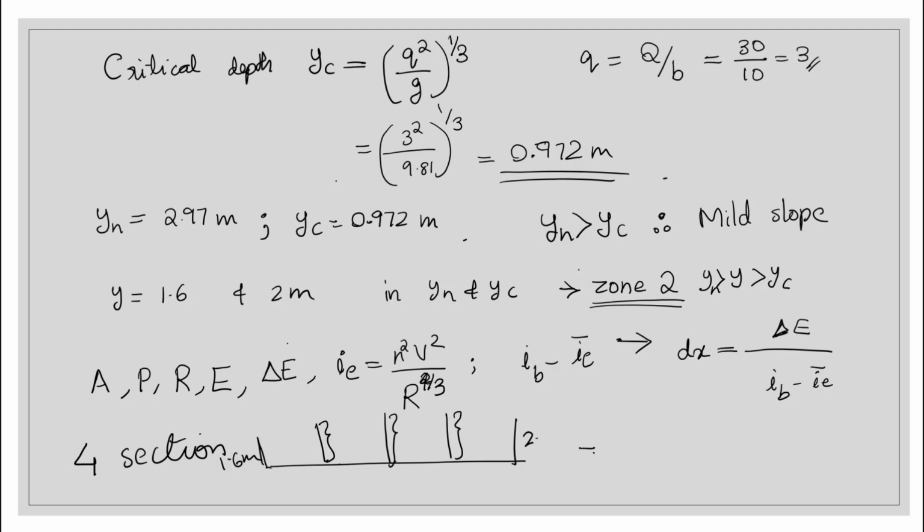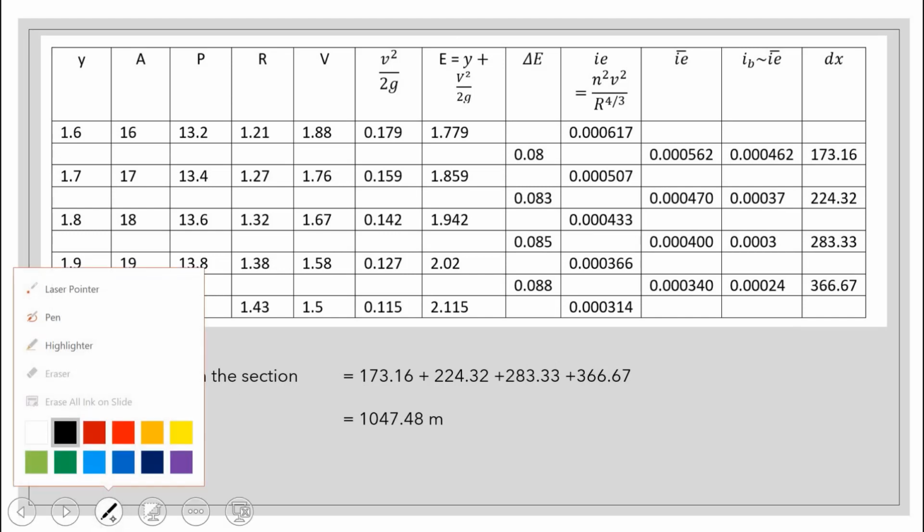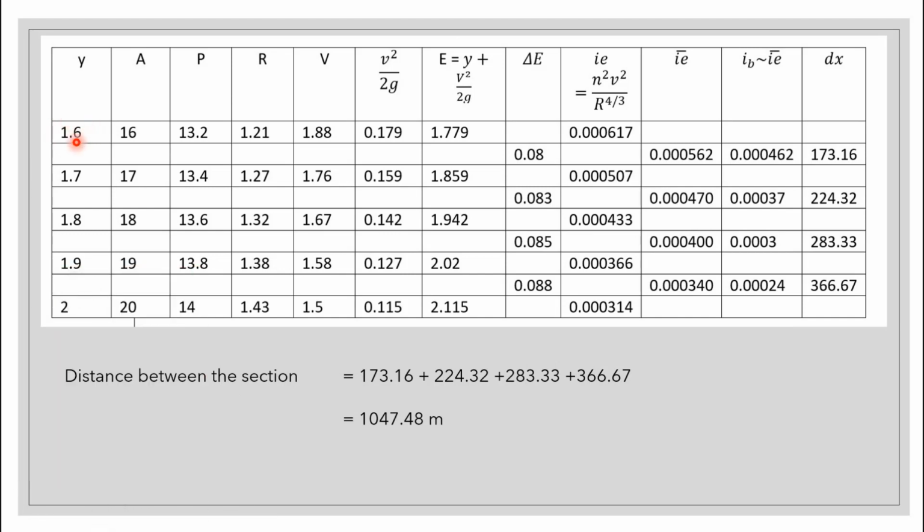what I will do is find the difference between both. 2 minus 1.6 divided by the number of sections, 4. So 2 minus 1.6 is 0.4, and 0.4 divided by 4 will give you 0.1 meters. So I have to add 0.1 meter to each depth. Say the first depth is 1.6, the next depth is 1.7, then 1.8, 1.9 and 2. So here it is divided into 1, 2, 3 and 4 sections.